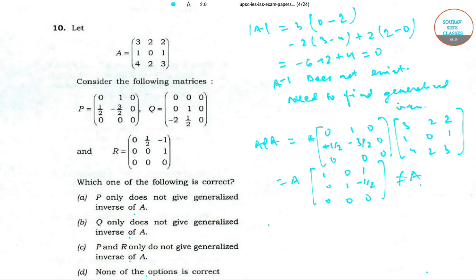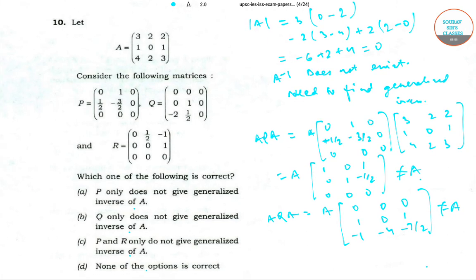Similarly, calculating AQA, you will replace the value of Q as we did for P, and then you'll replace the value for A, and you'll get QA to be 0, 0, 0, 1, 0, 1, minus 1, minus 4, and minus 7 by 2, which is again not equal to A. So thus, Q is also not the generalized inverse of A.